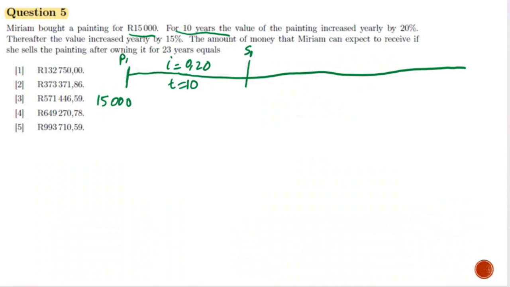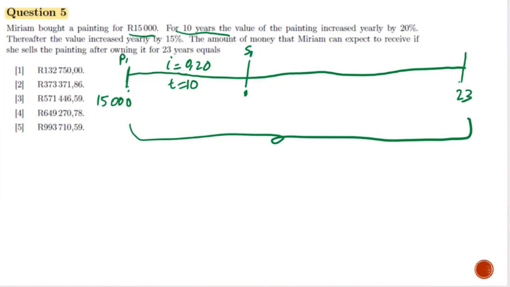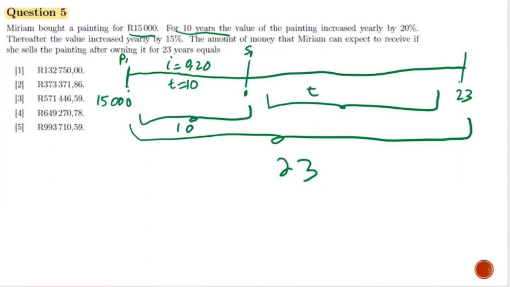And then from this time until here, it is 23. If from this period to that period is 10, that means 23 minus 10. For the whole period of the value of this investment in this painting, you've got 23 years, and if you subtract 10, you are going to be left with 13. So 23 minus 10 is equal to 13. So for this second period, I am going to have T equal to 13.